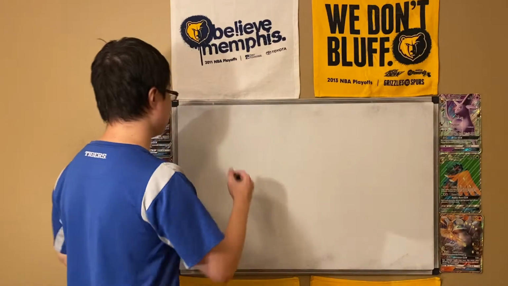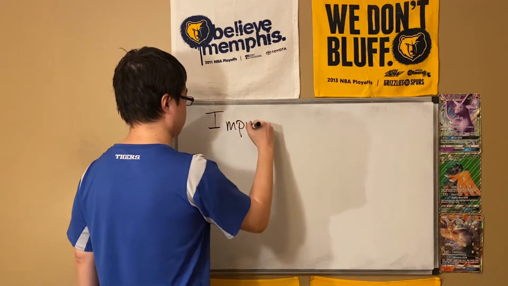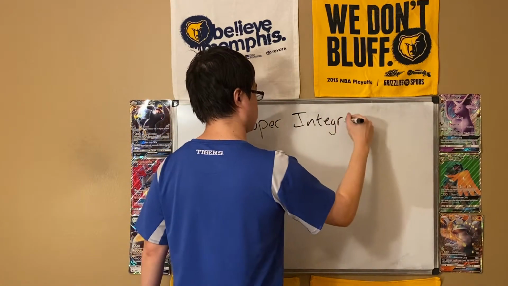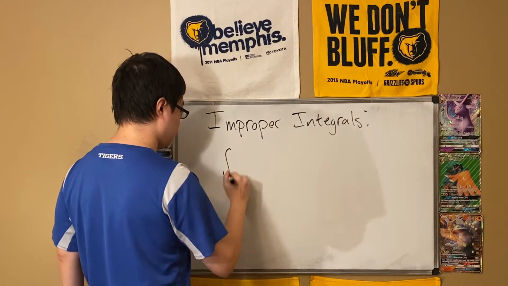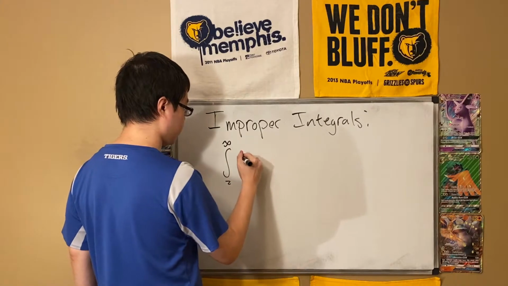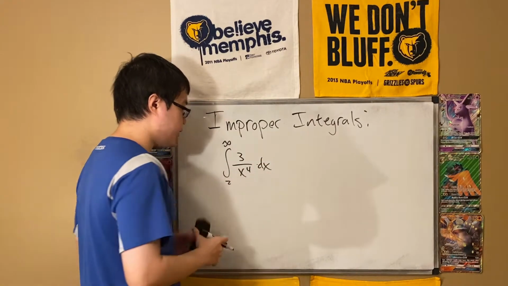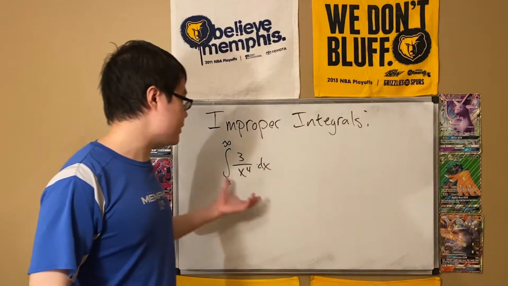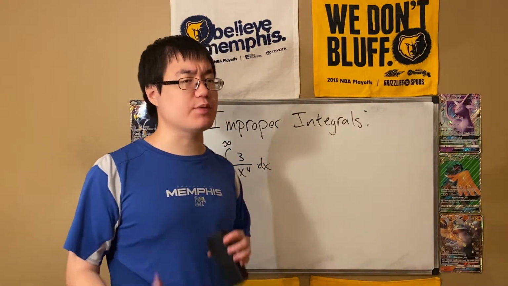So the first question, let's first label this as improper integrals. The first question we're going to do is pretty simple. We're going to go from 2, but instead of going to a number, we're going to go to infinity, and we're going to do the integral of 3 over x to the 4th. So a nice little improper integral, maybe the easiest improper integral that we might see. But it's nice to practice with this, and let's try to write it precisely.